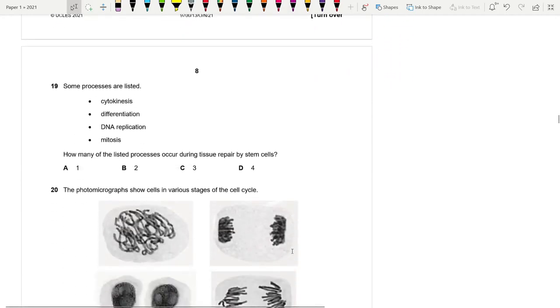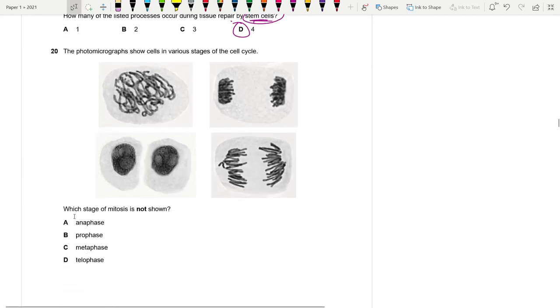19. Some processes are listed. How many processes occur during tissue repair by stem cells? For tissue repair, we mainly need mitosis. As you can see, for repair we need totipotent or pluripotent stem cells. We need cells that can differentiate into a certain type of cell, suppose maybe roots or something. Of course we need DNA replication, mitosis and cytokinesis, and we also need differentiation for the stem cell to turn into the type of cell that's required. So we need all four processes.